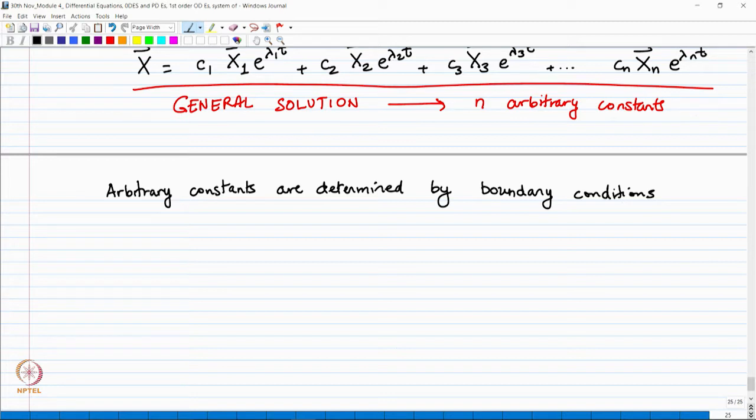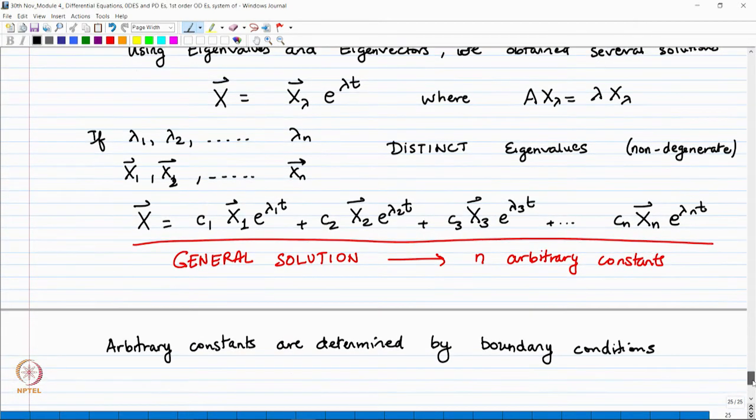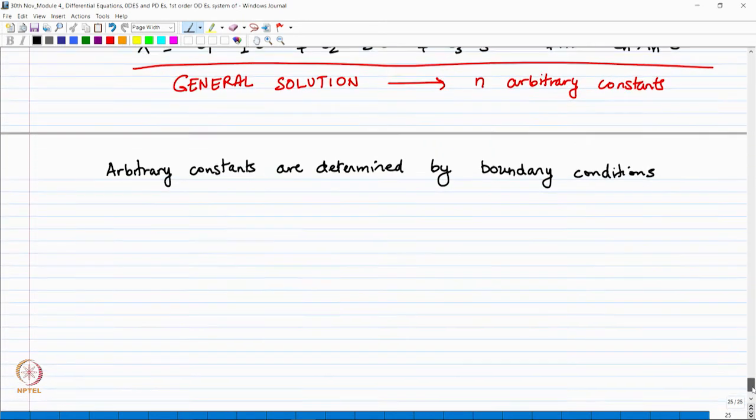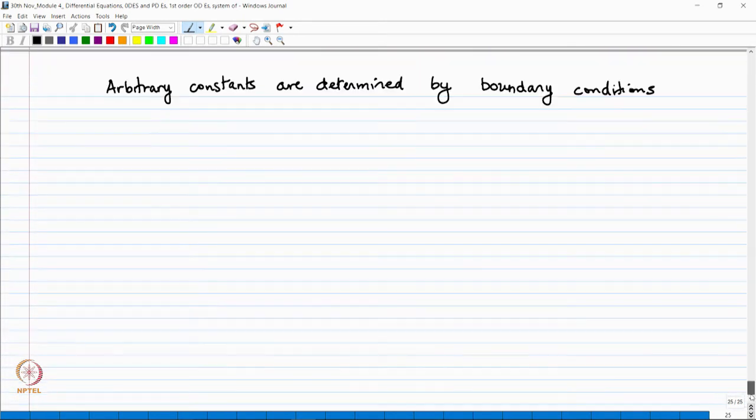Now, this is a case when all the eigenvalues are distinct. So, you can do this when the eigenvalues are distinct. Now what happens if eigenvalues are degenerate? I will just take the example of two eigenvalues being identical.